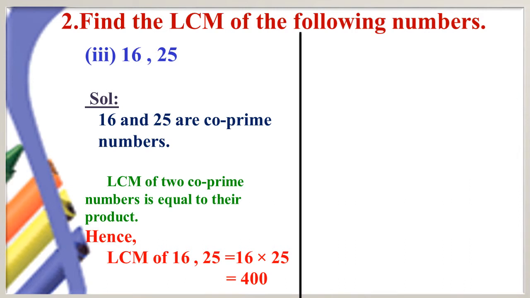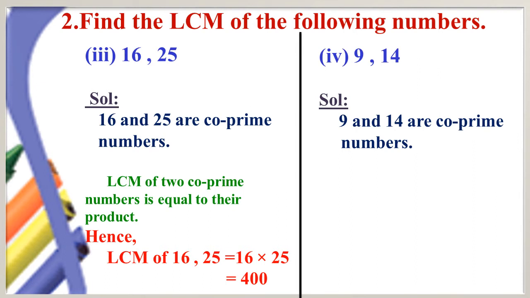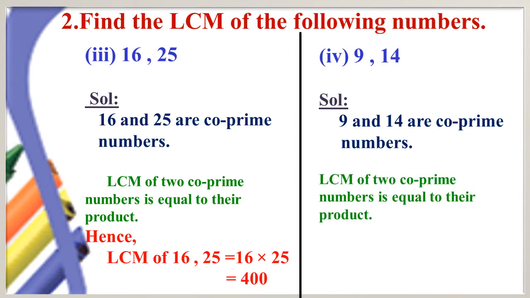Let us see the second sum. 9 and 14. Here also 9 and 14 are co-prime numbers. That is, the LCM of two co-prime numbers is equal to the product. Hence, LCM of 9 and 14 equals 9 into 14 equals 126.